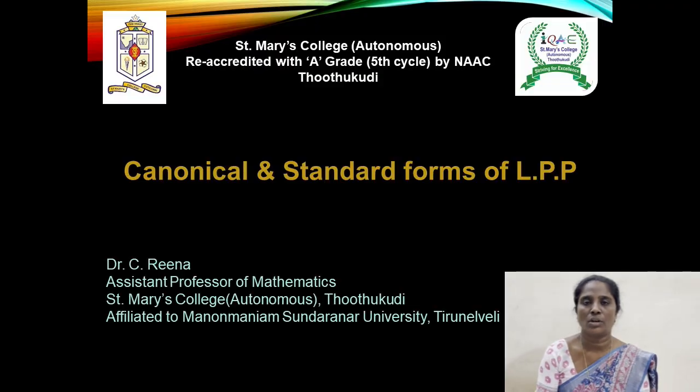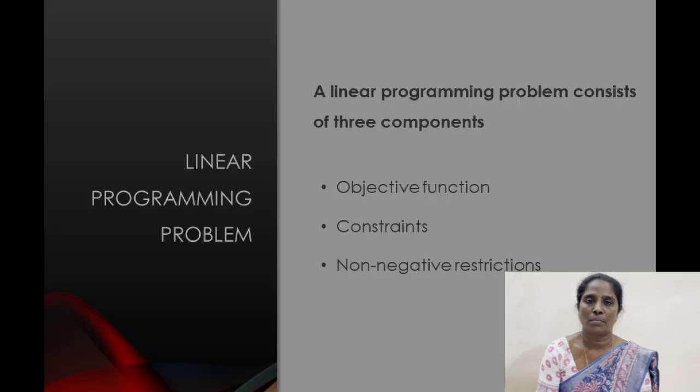In this session, we are going to discuss the concepts of canonical and standard forms of the L.P.P. Before getting into the session, we will recall what is L.P.P. A linear programming problem consists of three components, namely objective function, constraints, and non-negative restrictions.